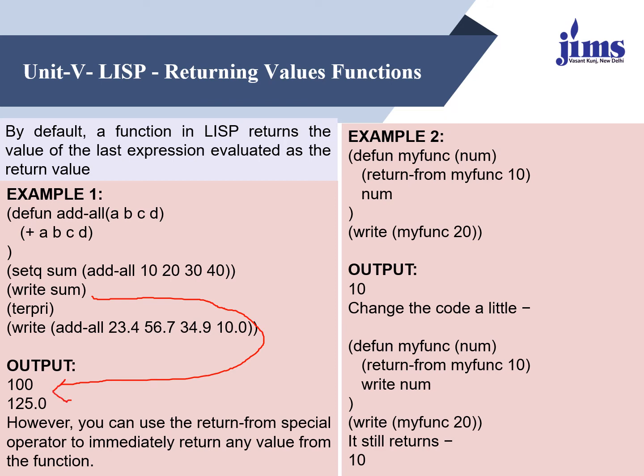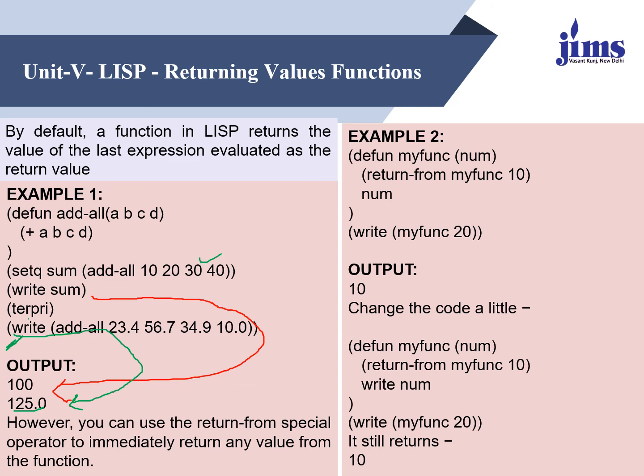Then terminate in print. This time I am passing float values. You can see over here, these are the float values which I am passing. And when you look at the output, it is 125.0. So here I am not storing the return value in some variable. You can directly write also. So when I am directly writing, it is displaying the float value. So any kind of values we can pass over here, any kind of number type.